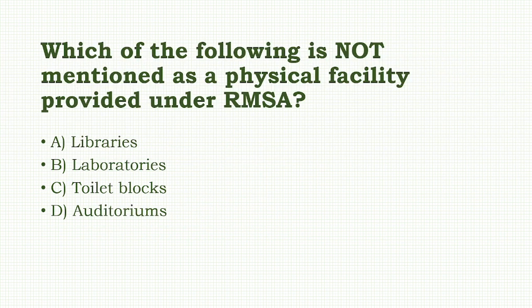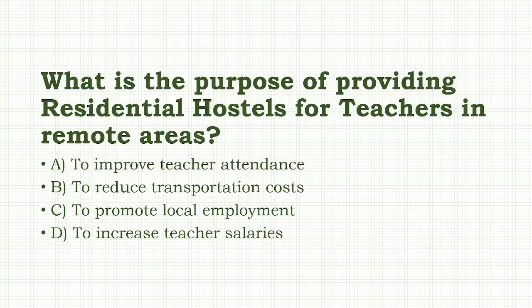Which of the following is not mentioned as a physical facility provided under RMSA? Option: Libraries, laboratories, toilet blocks, auditoriums. Answer of this question is option D, that is auditoriums.